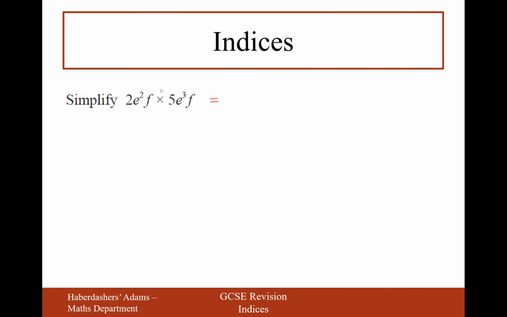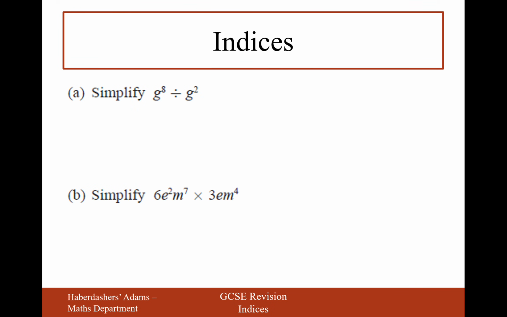Okay, your normal numbers at the front get multiplied as normal, that would be 10. And then you add your indices, so it's e squared times e to the 3, that would be e to the 5. And then f times f is f squared. So there we are, that's the answer for this one here. Moving on to the next one, pause the video and give this one a go.